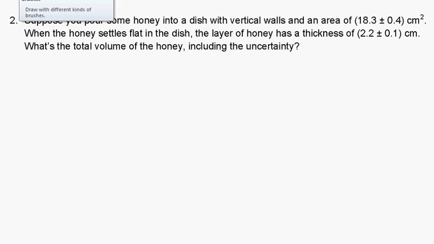Okay, in problem 2, we have some honey that is being poured into a dish with vertical walls and an area on the bottom of 18.3 plus or minus 0.4 square centimeters. So we're going to go with an area.